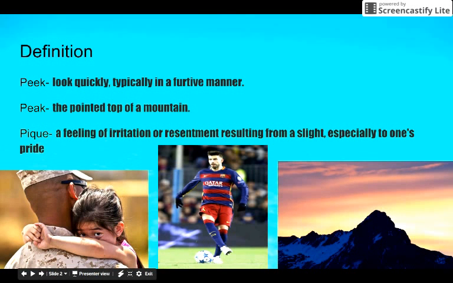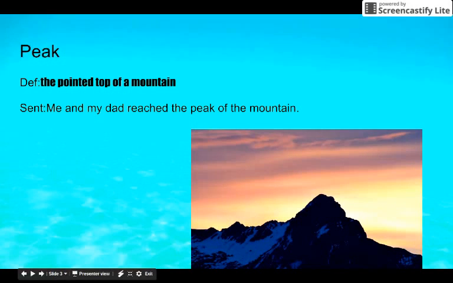Definitions for the three. The first, peek, is to look quickly, typically in a figurative manner, and that's the picture with the soldier and the little girl. The second, peak, is the pointed top of a mountain, which is the picture of the mountain. The third, pique, is a feeling of irritation or resentment resulting from a slight, especially to one's pride, and that's the soccer picture.